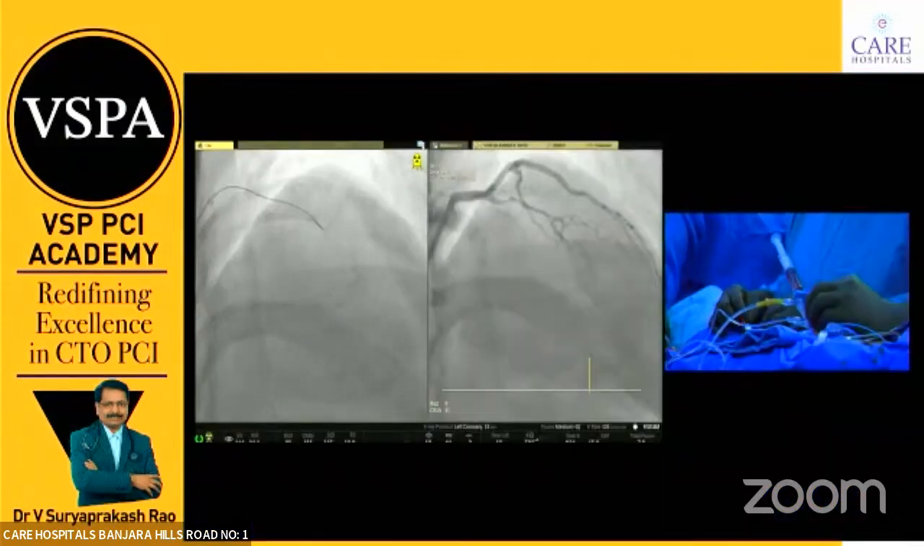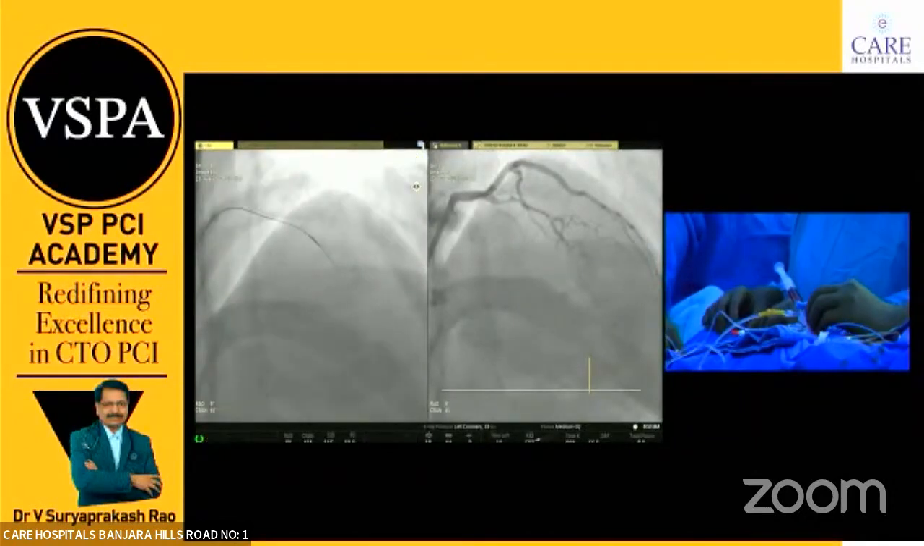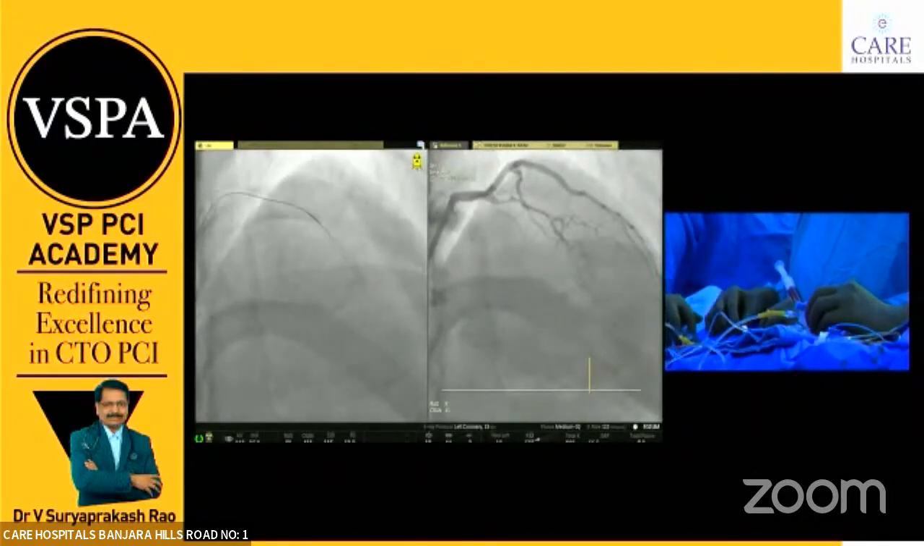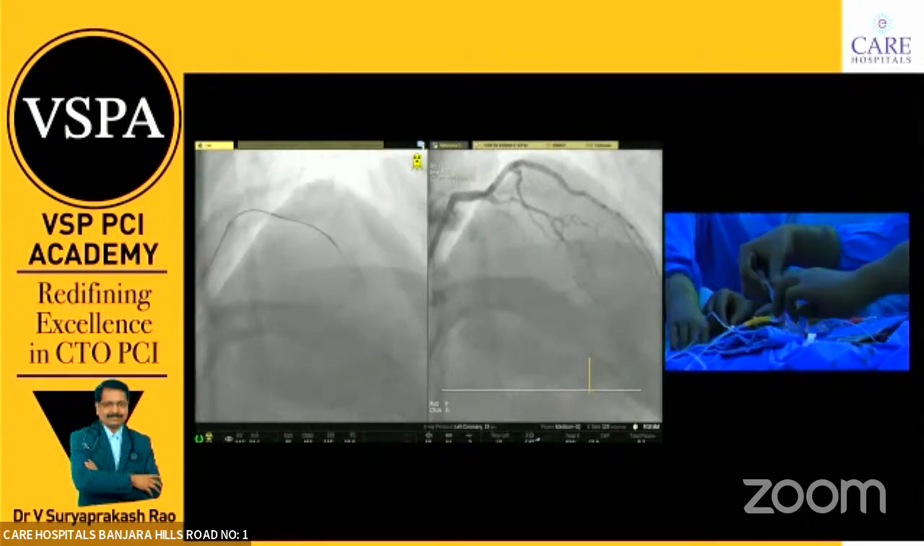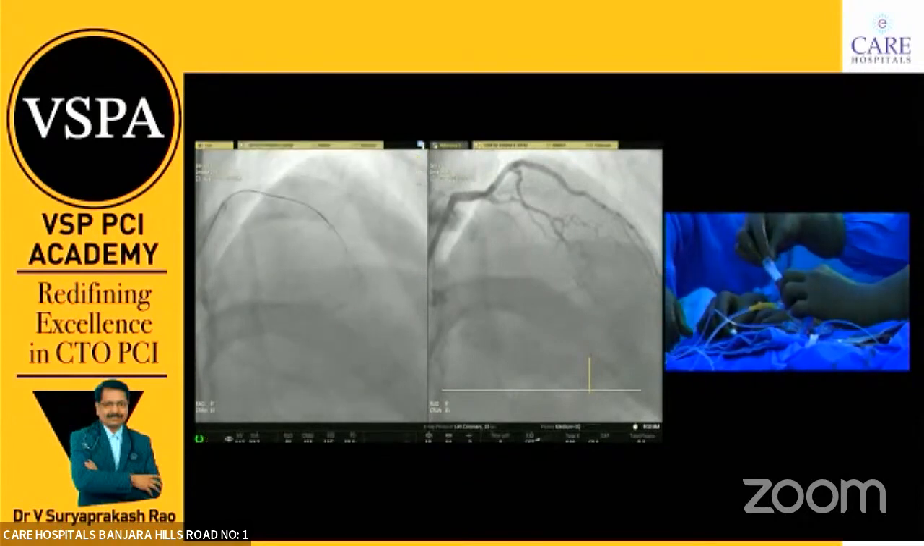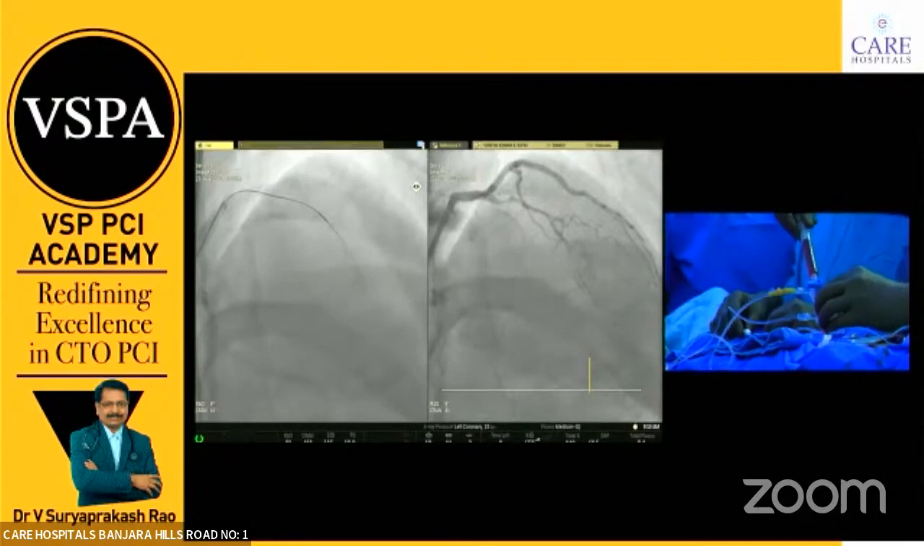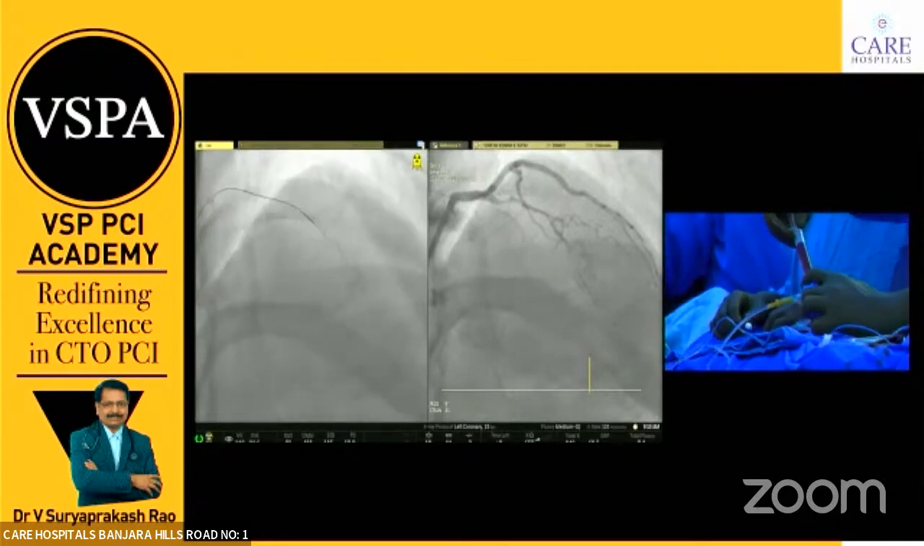Sometimes we have to shape the wire also, or pull back the microcatheter a little bit and shape the wire. Now I redirected the wire when it went into the branch by pulling back the microcatheter. Give one injection, retrograde only. You can give a good injection, take good contrast. I use less cine because radiation is always a concern.